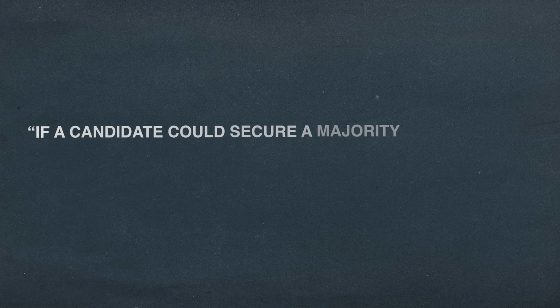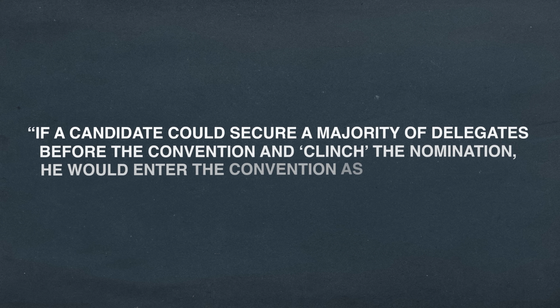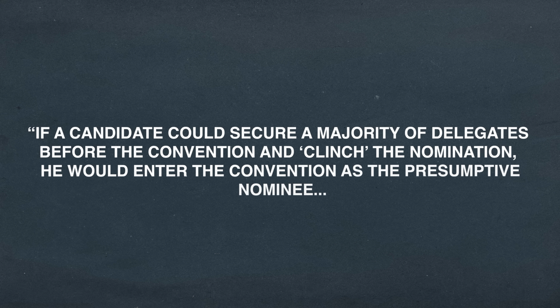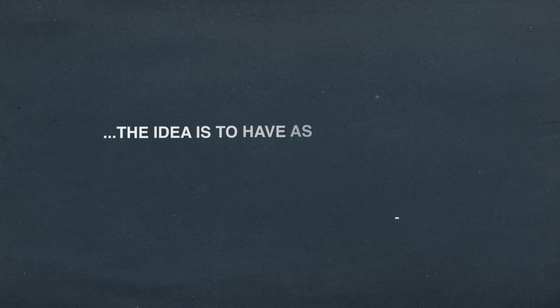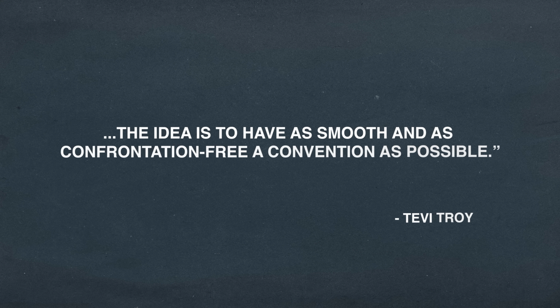After 1968, the convention process shifted for both the Democrats and the Republicans. Thanks to the open warfare in Chicago at the Democratic National Convention of '68, both parties embraced the primaries as the chief mechanism for selecting their nominees, to avoid floor fights. As historian Tevi Troy says, quote, "If a candidate could secure a majority of delegates before the convention and clinch the nomination, he would enter the convention as the presumptive nominee, and his forces would run all aspects of the convention, including the staging, speaker selection, and platform committee. The idea is to have as smooth and as confrontation-free a convention as possible."